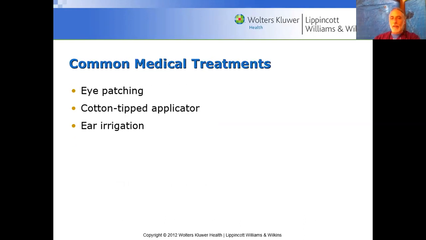So, common medical treatments. Eye patching for injury to the eye: an eye patch to cover and rest that eye, to keep irritants out, various reasons why a patient might have an eye patch. Cotton-tipped applicators. These are actually parts of treatment, a cotton-tipped applicator to clear debris or to apply medications.